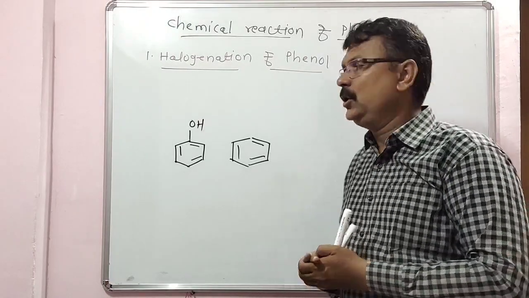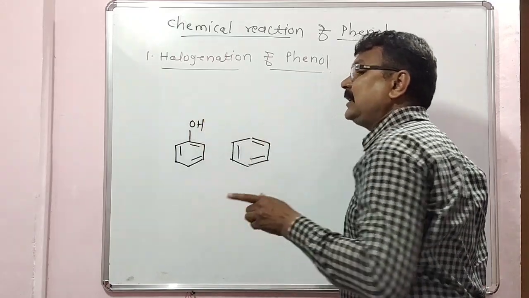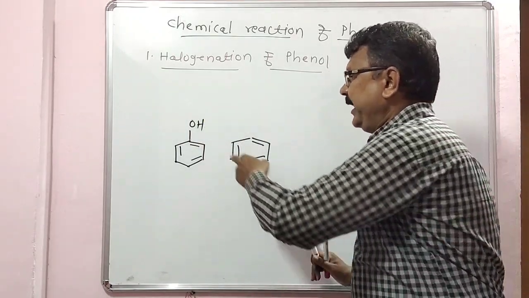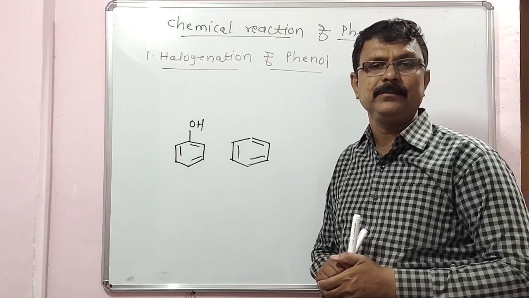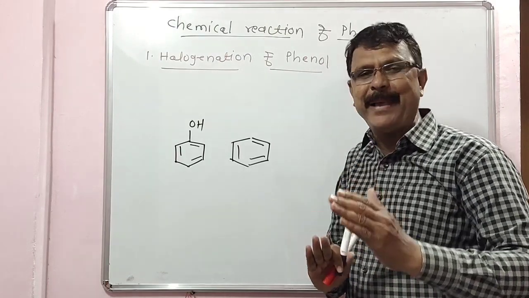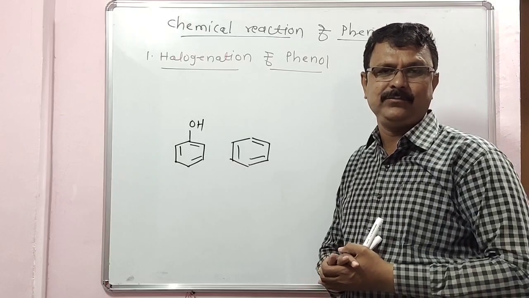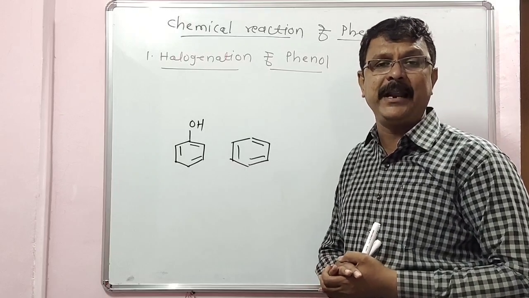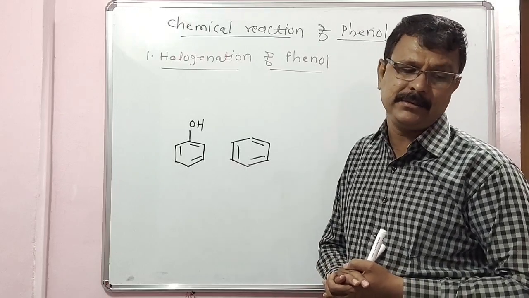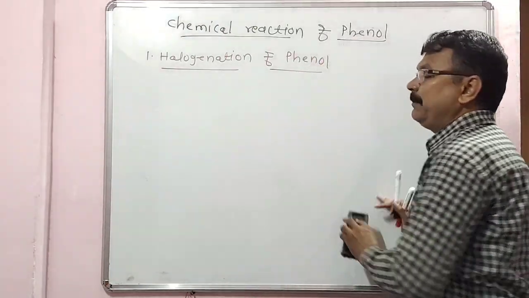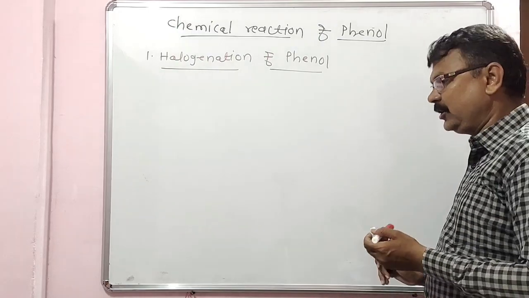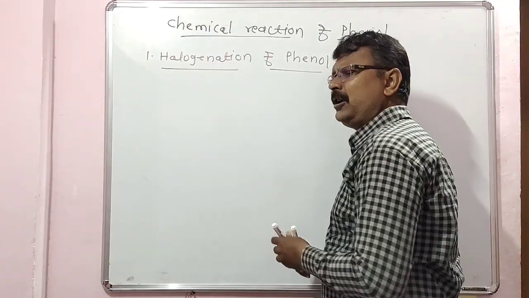Why? The OH group is an activating group, ortho and para directing. Correct? Look here, the first reaction: halogenation of phenol.